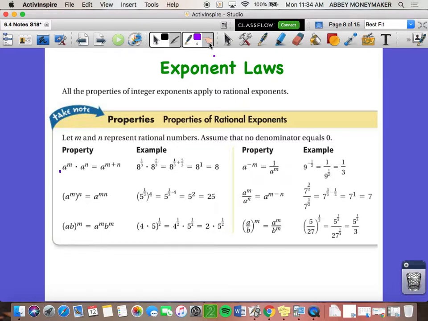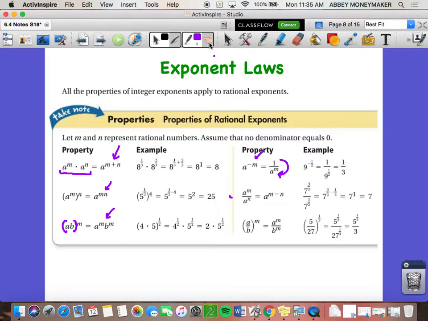So if you have a to the m times a to the n, since you have the same base, all you have to do is add the exponents together. A power to a power, that's when you multiply the exponents together. And if you see a times b and they're both raised to the n with the parentheses around it, they both get the exponent. We've already looked at this property today. If we have a negative exponent, it gets moved to the denominator.